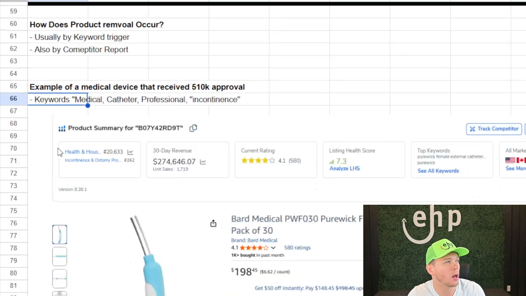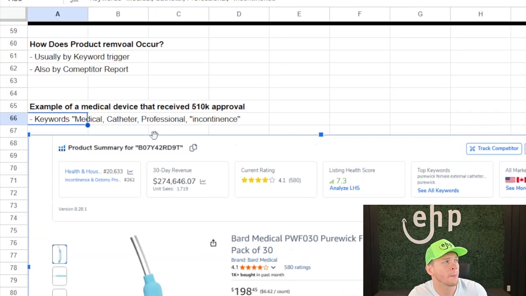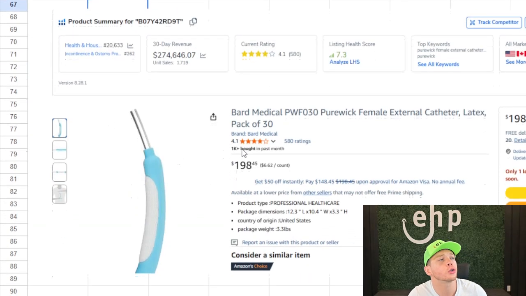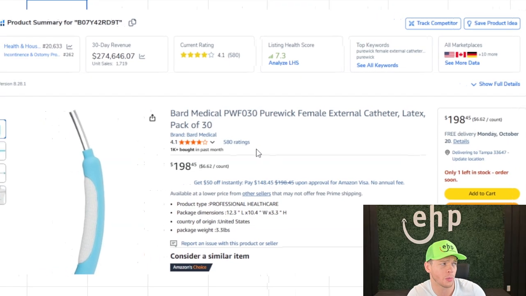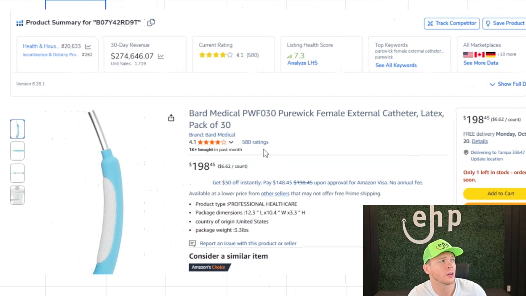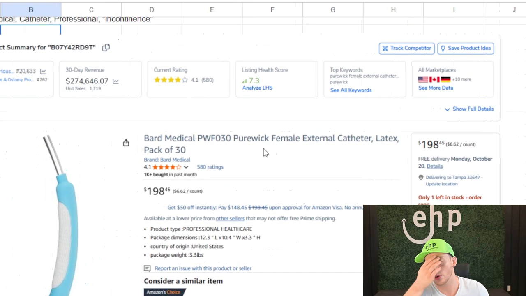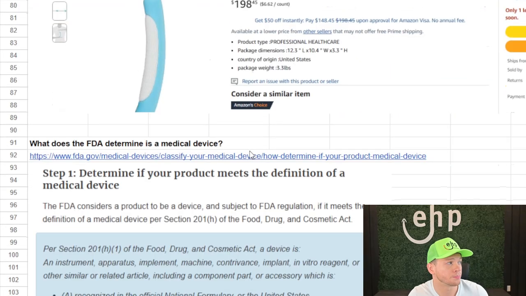Now, an example of a device that received 510K approval and has all these terms: medical, catheter, professional, incontinence, pelvic pain, pelvic, right? If it has any of these medical terms, like this one that does have 510K approval, that's why they're selling it for so much money and making so many sales. It's because they have all of these different terms. So obviously they were removed on Amazon at some point and they got the FDA 510K approval, and that's why they can still sell. And that's why there's like no competitors.